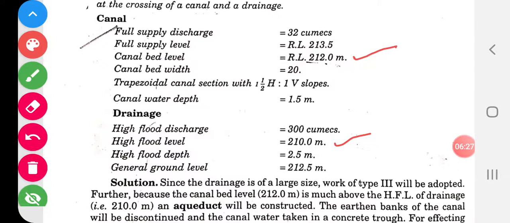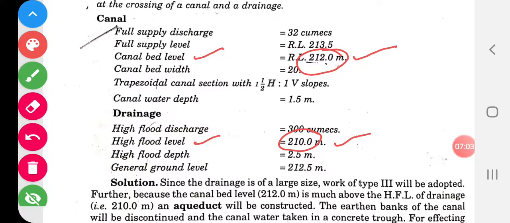Here what you see is the canal bed level is at a higher level, that is 212 meter, and the high flood level of the drainage is 210 meter. So that means the high flood level is sufficiently below the canal bed level. What is the difference between 212 and 210? If you compare these two, you will see clearly a 2 meter difference. There is no intervening.